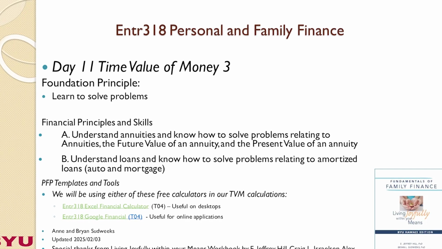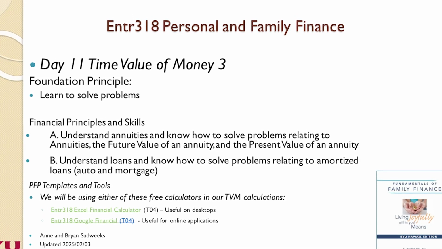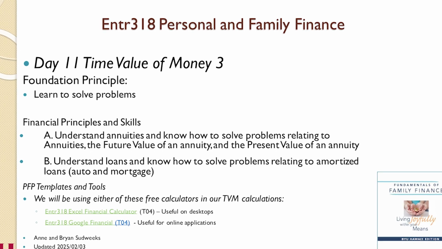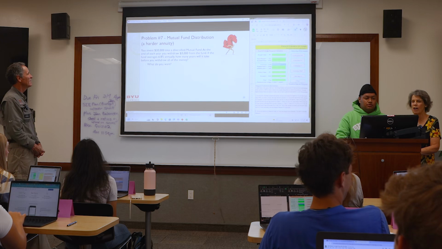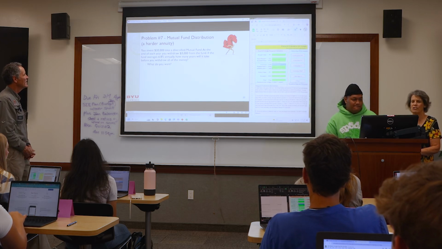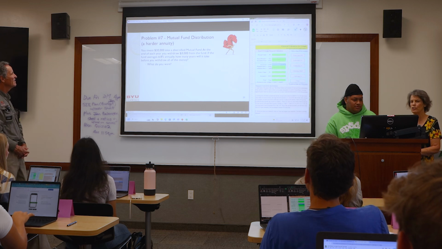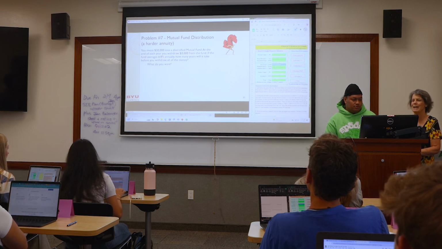So this is a mutual fund distribution. It's a harder annuity, okay? You invest $20,000 into a diversified mutual fund. At the end of each year, you withdraw $3,000 from the fund. If the fund averages 6.8% annually, how many years will it take before you withdraw all of the money?